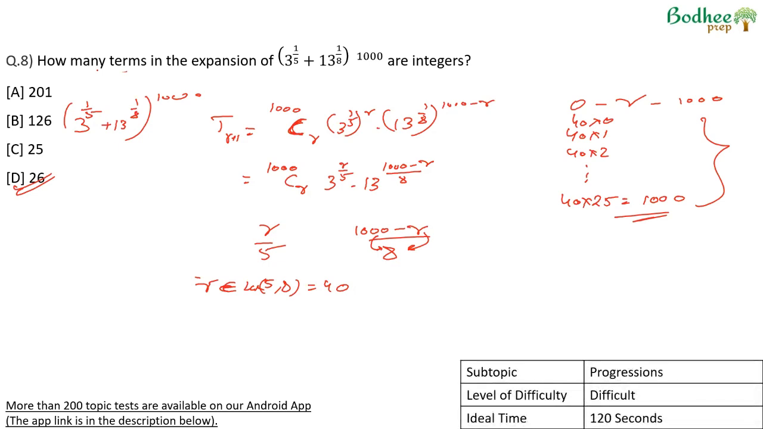I am calling it a difficult question. I find it difficult to figure out in the first step how to go about the question and fix values of r. Once you're able to see the binomial expansion and the general term, then the calculation should not be very difficult. So I'm saying 2 to 2.5 minutes to solve, but in terms of concept-wise difficulty, I'm calling it a difficult question.